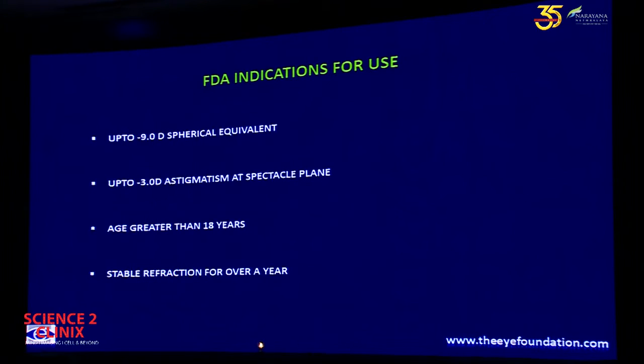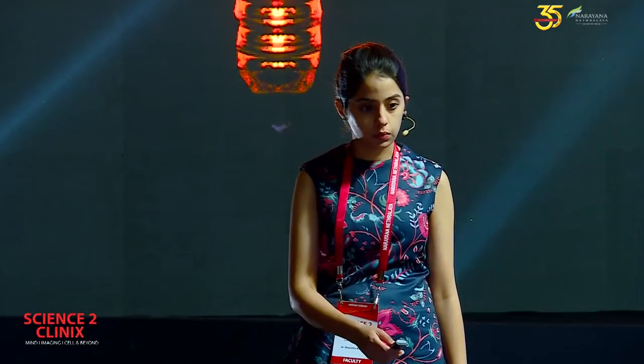The initial FDA indications for use for the Contoura software were a spherical equivalent of up to 9 diopters with an astigmatism of not greater than 3 diopters at the spectacle plane. The remaining indications were similar to those for all laser vision corrections.